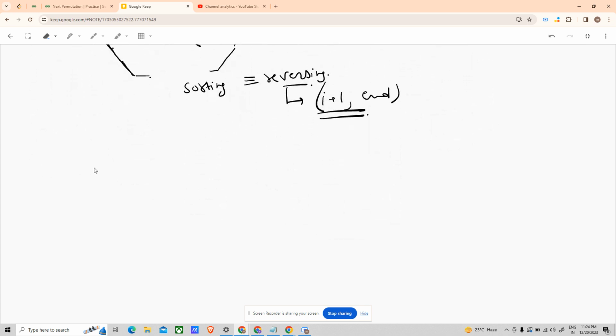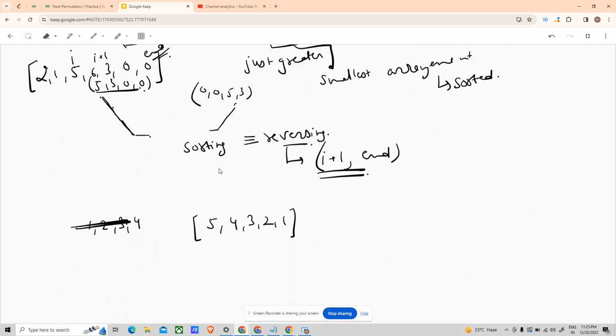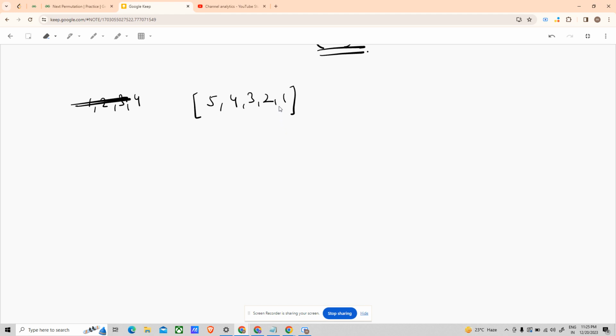What if we have been given an array like 5, 4, 3, 2, 1? The case I'm talking about is the last permutation. The condition was arr[i] less than arr[i+1]. So the breakpoint was like this. Okay, this was our breakpoint. But the whole array is like this.